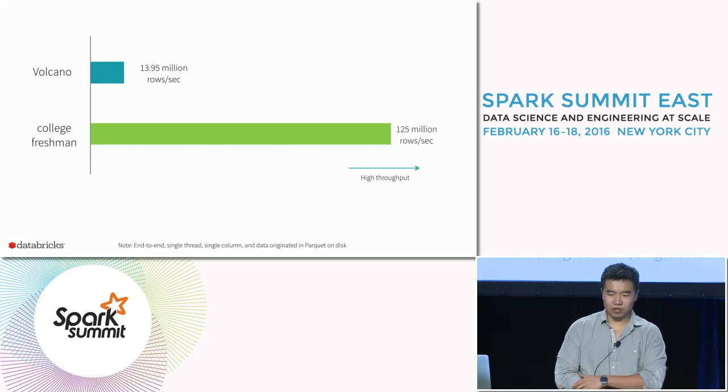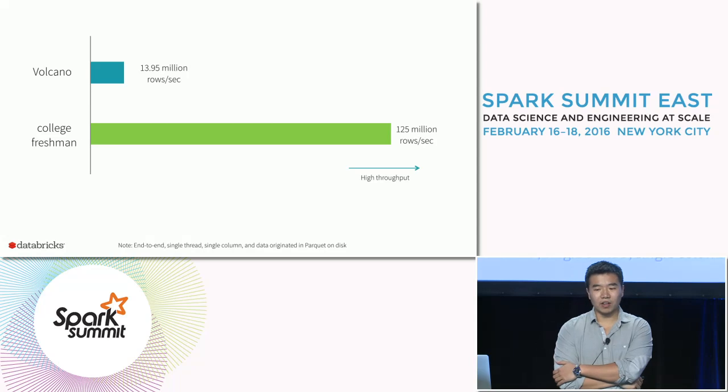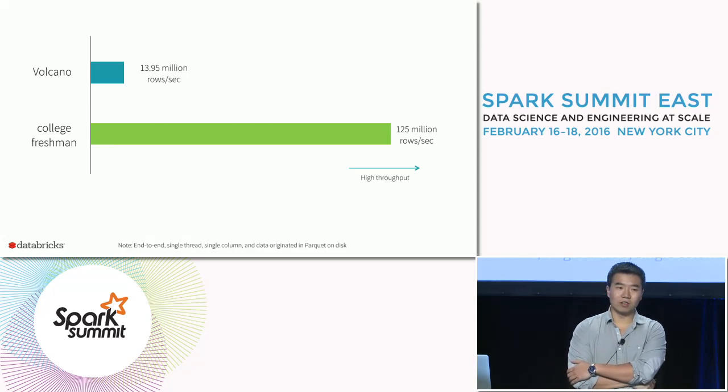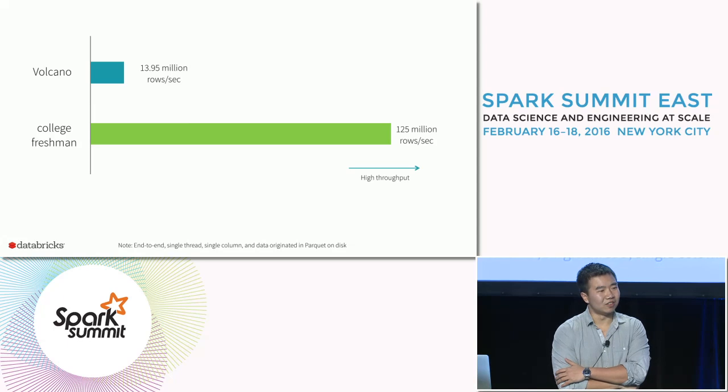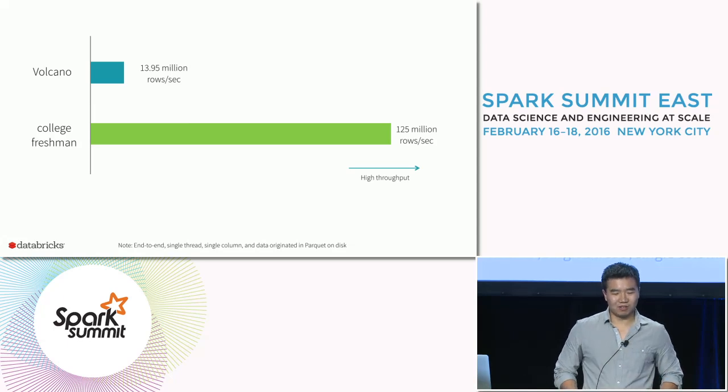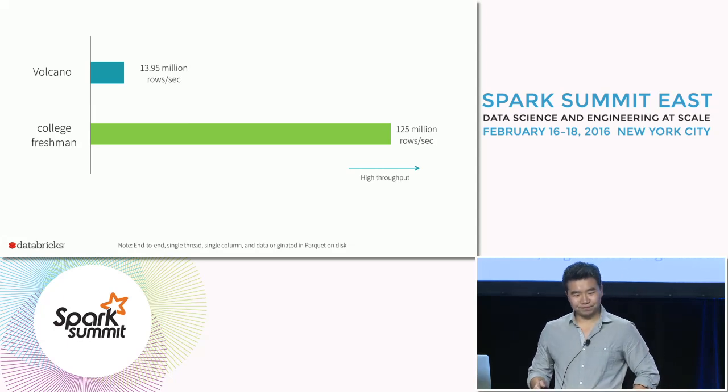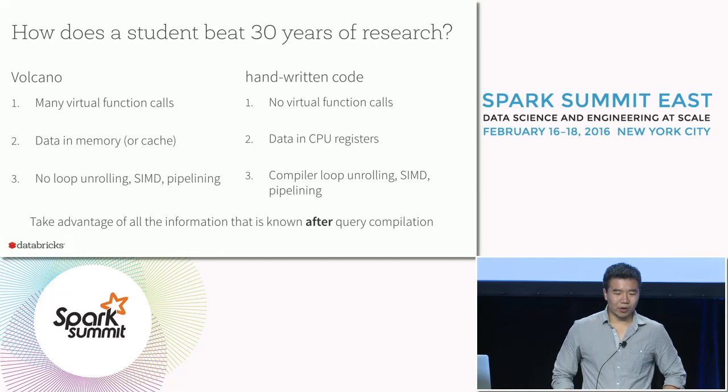And the version that I showed you gets 125 million rows per second. So almost an order of magnitude faster, implementing it kind of the simplest way possible, right? So there's something really interesting going on there. So why does this work?